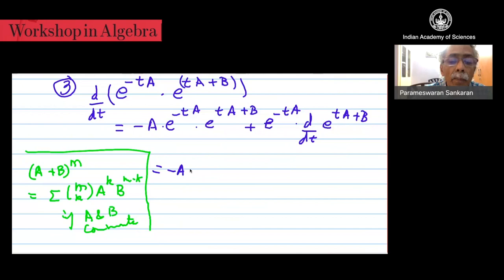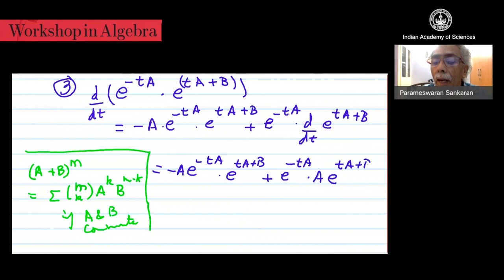Together with this observation, minus A e power minus tA times e power t(A plus B), and then plus e power minus tA times the derivative. So just differentiate this one, I get A e power t(A plus B), and this A can be brought to the front, and now that's exactly cancelling with this one, so this is equal to 0. Okay, so you have some curve, and when you differentiate it, it always gives you 0. That means that it's a constant function, and that constant can be evaluated just by putting t equals 0.